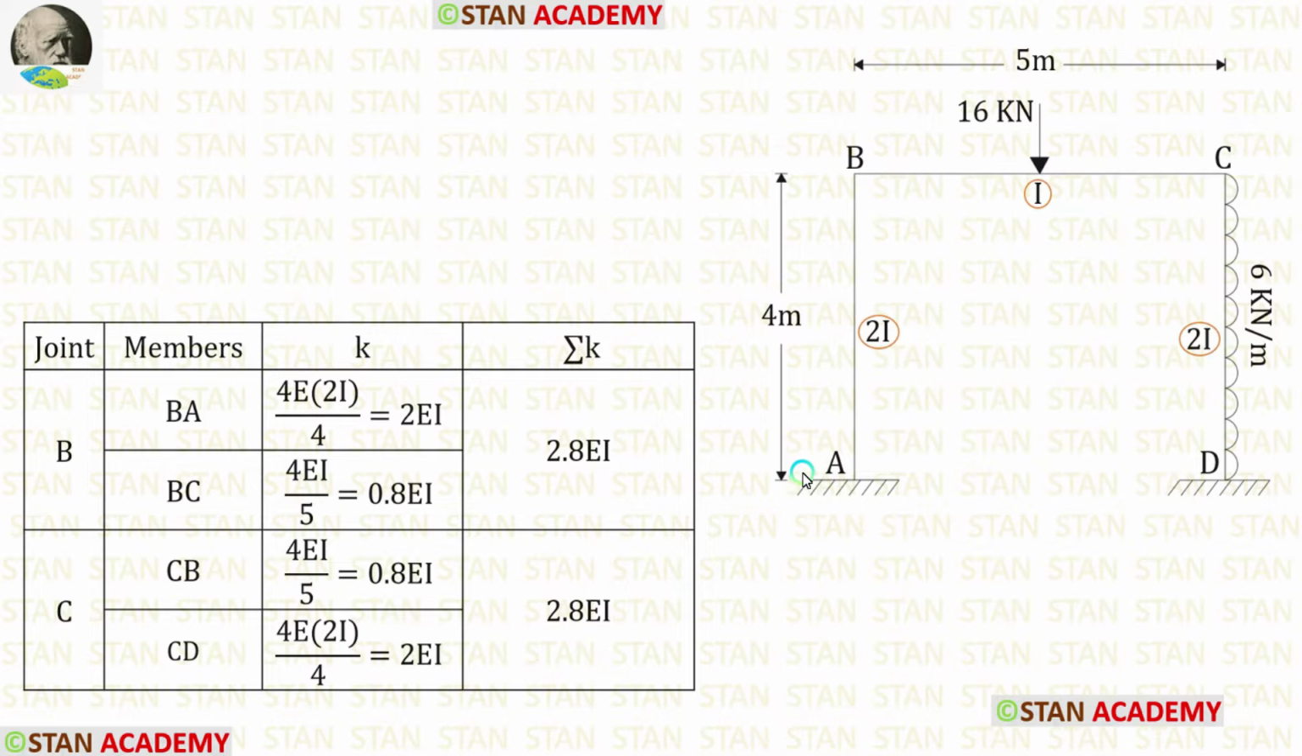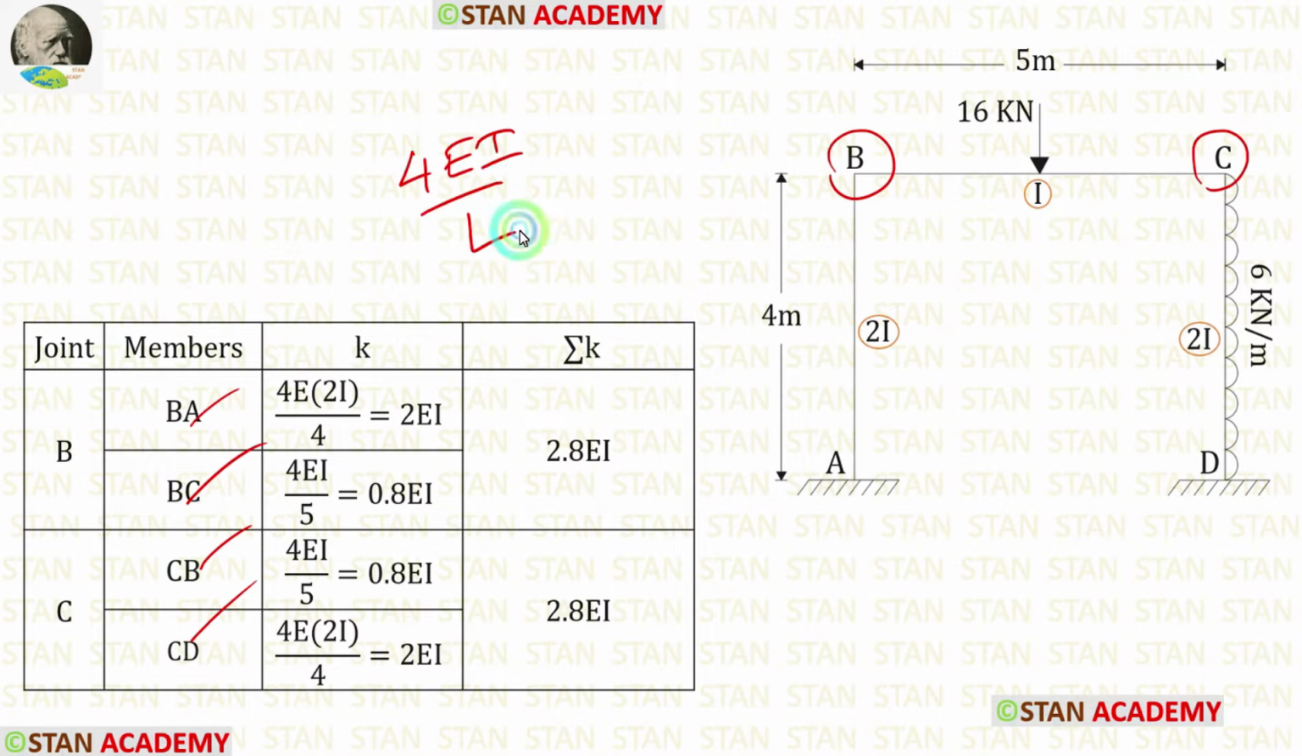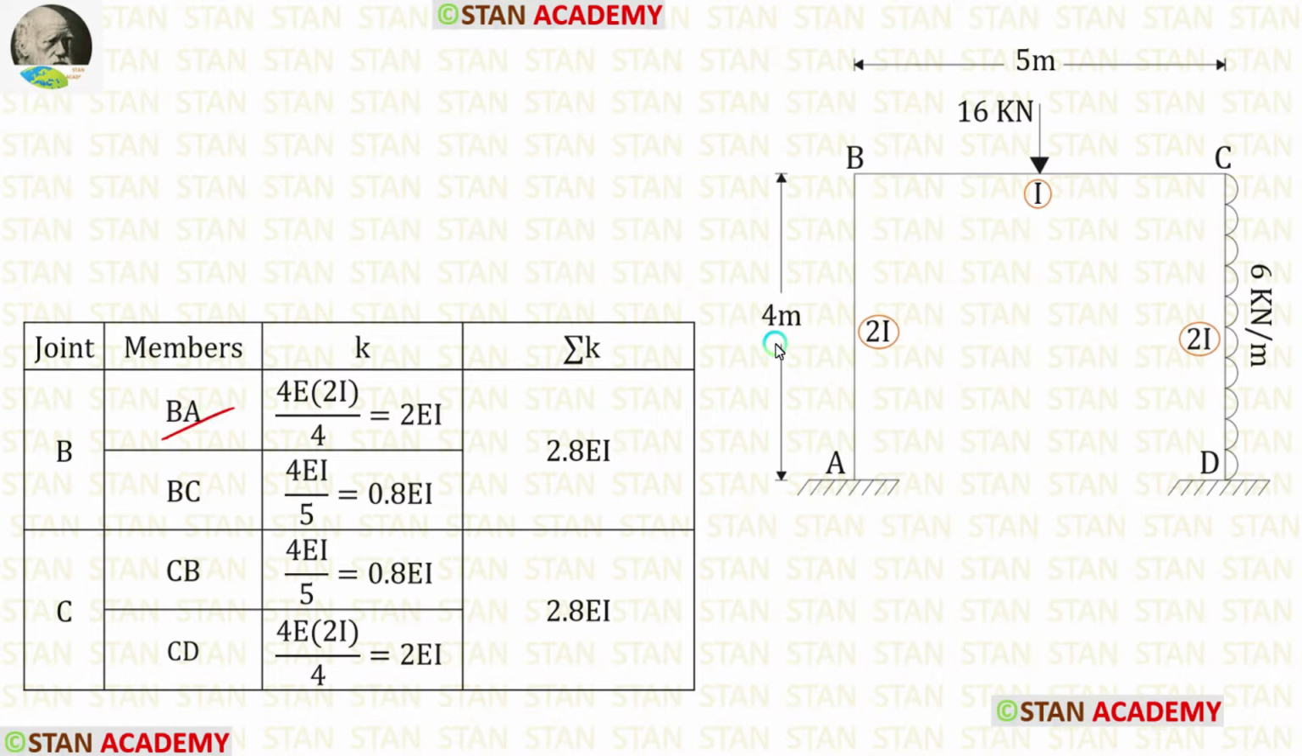In this frame, in the ends A and D, there are fixed supports. The joint B and the joint C are considered to be continuous. So for all of the members, we have to use the same formula 4EI upon L. First, let us find the stiffness for BA. Length of BA is 4. Let us apply that. The moment of inertia for BA is 2I. So instead of I, we have to apply 2I. Finally, we are getting the stiffness as 2EI.